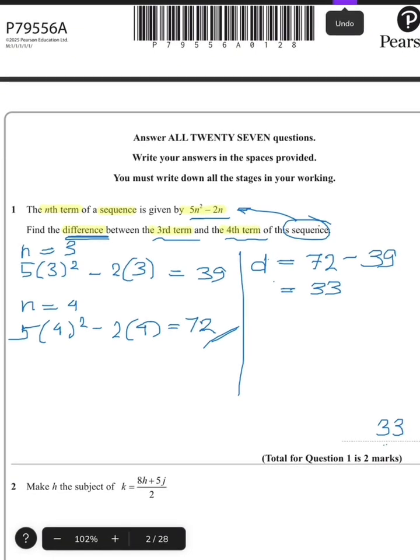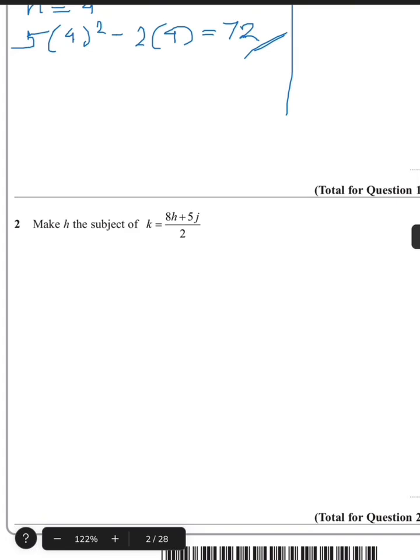Let's move on to the next question. Make H the subject of K equals whatever is written here. So it's easy. We're just going to multiply 2 with K over here, so it's going to become 2K equals 8H plus 5J.